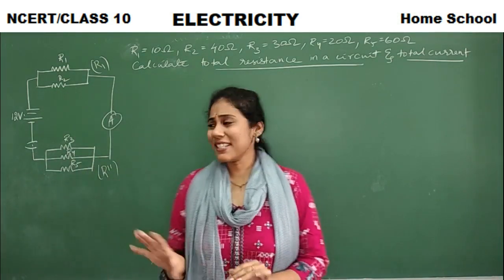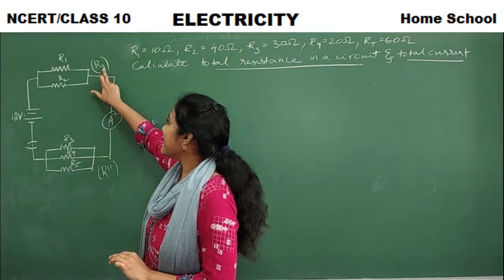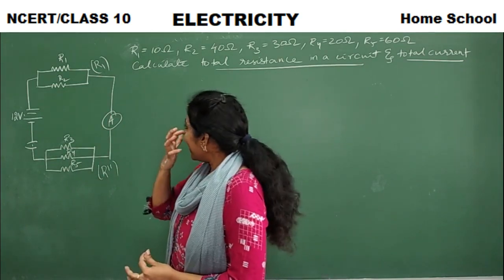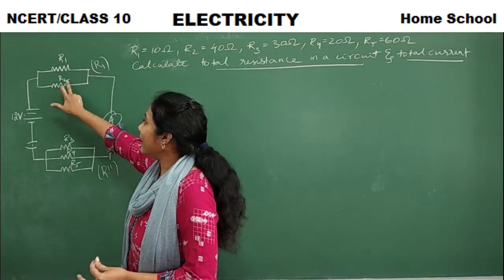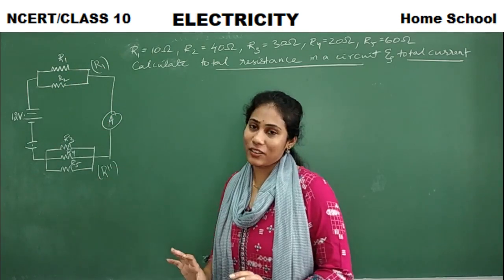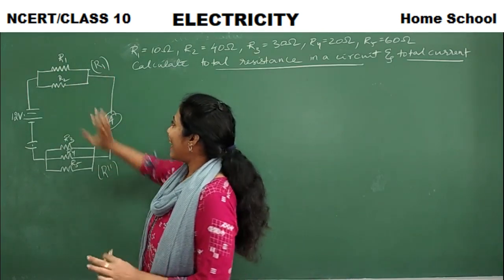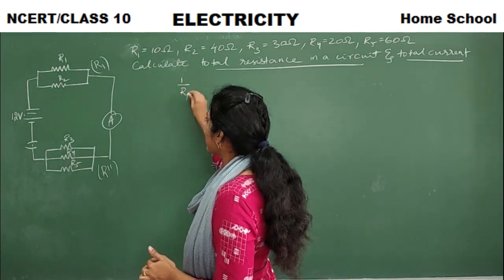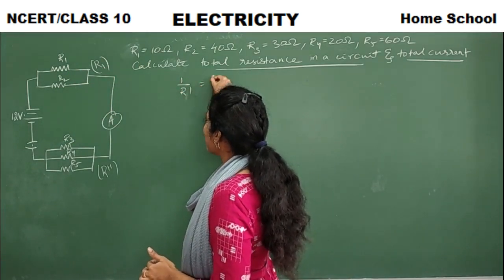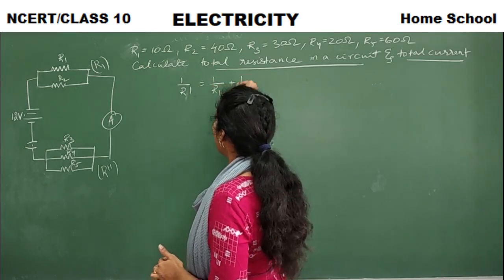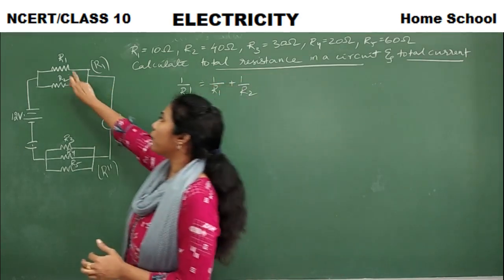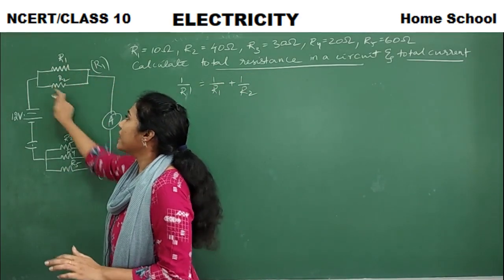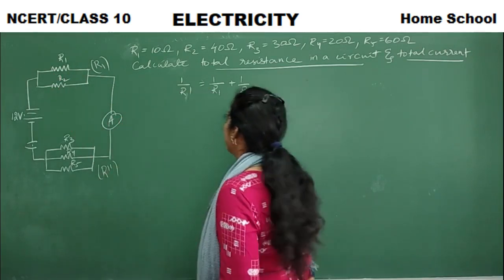First try to calculate the resistance of R dash and R double dash. See R dash, R1 and R2 are in parallel combination, so calculate R dash here. What is R dash? Formula: 1 by R dash is equal to 1 by R1 plus 1 by R2, because both of them are in a parallel combination. So we are calculating the total resistance of this combination, guys.